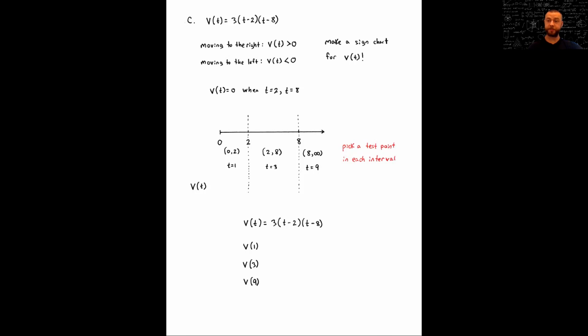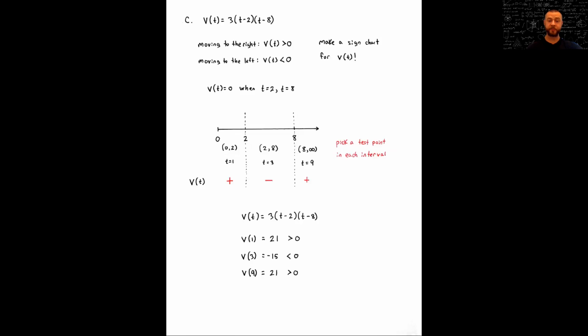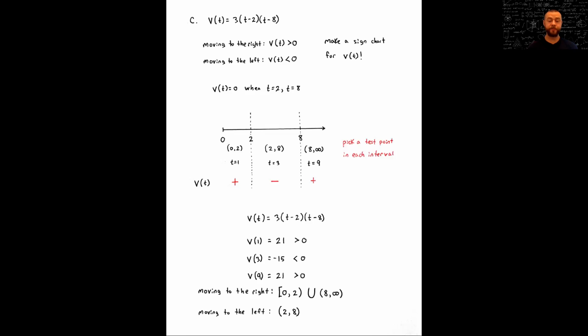All right, so all we have to do is plug in t equals 1, t equals 3, and t equals 9, and we should get positive 21, negative 15, and positive 21. The only thing we care about are the signs, positive or negative. Notice in the sign chart, I put in red the sign of the velocity, positive, negative, positive, and we pretty much have answered our question.